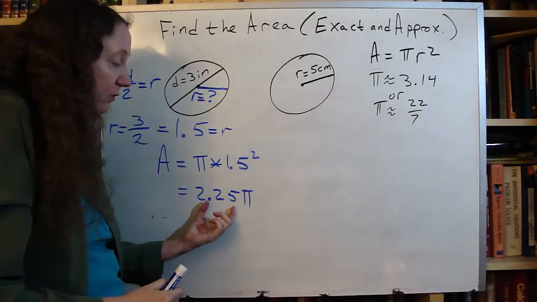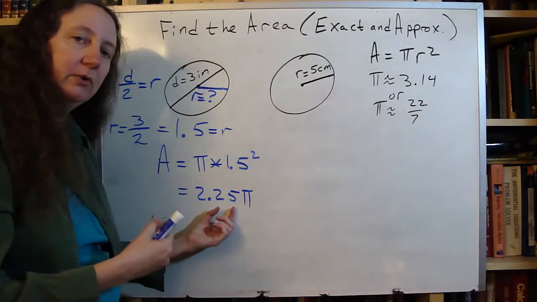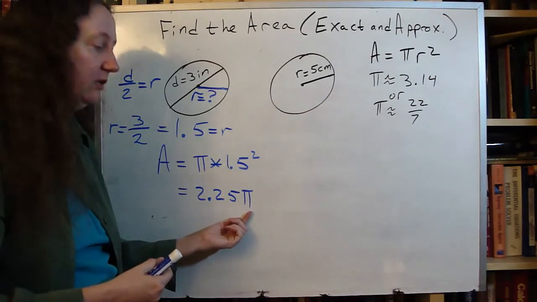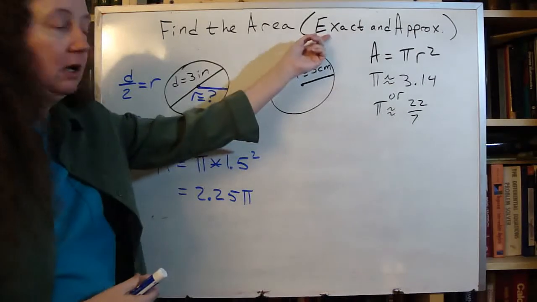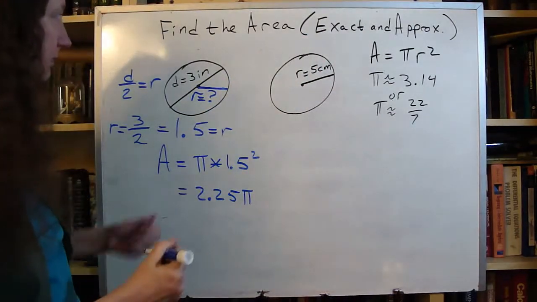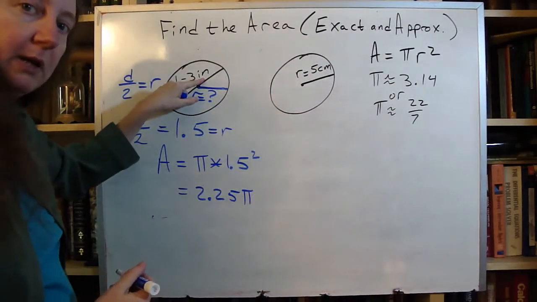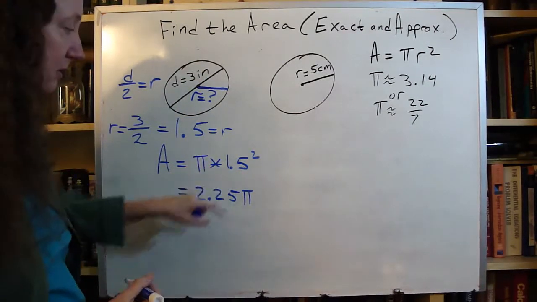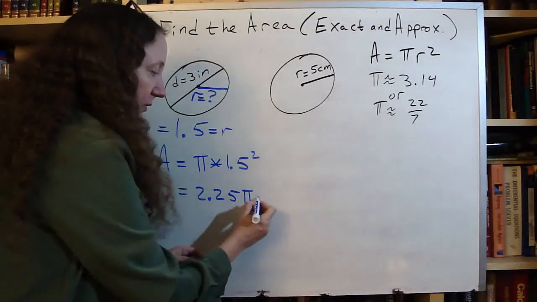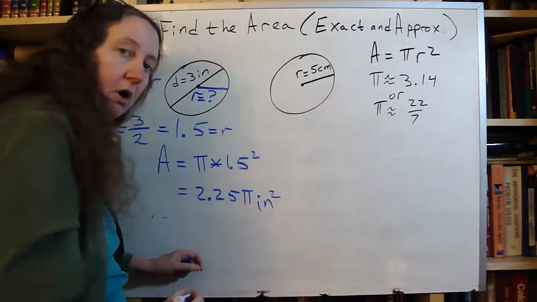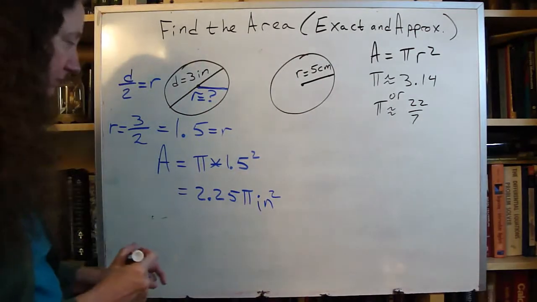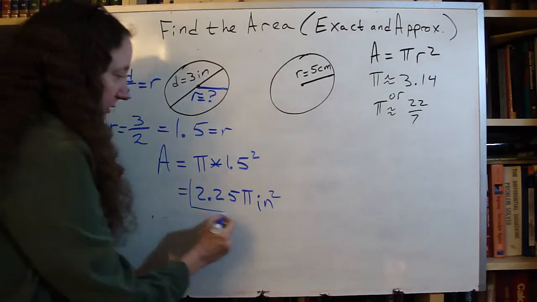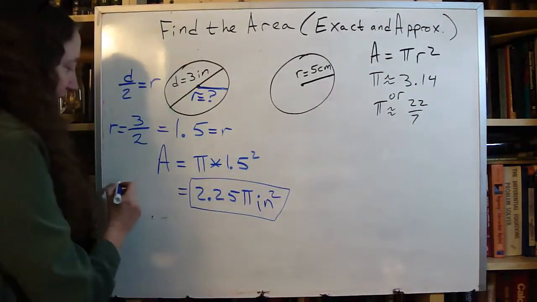So I wrote the 2.25 first because typically numbers are written before pi. I still need to put my units on this, and when I get my units on this, I'll have my exact answer. I was multiplying inches by inches. So my units are inches squared. This is the exact answer.